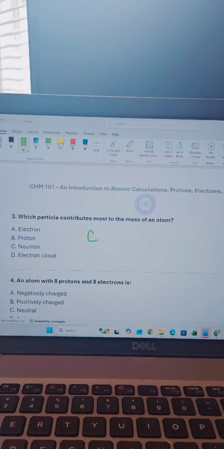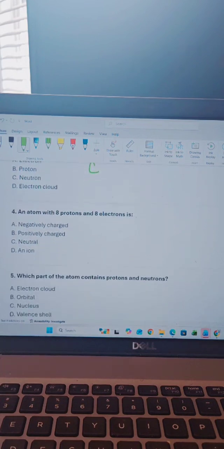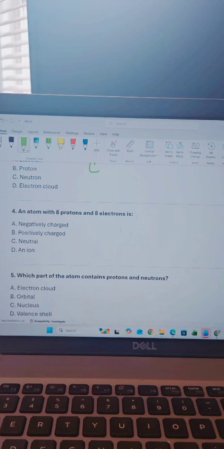All right, what about number 8? Yeah, we already did this particular problem, but I want y'all to tell me what you think the answer is for number 8. It says an atom with 8 protons and 8 electrons is negatively charged, positively charged, neutral, or an ion.